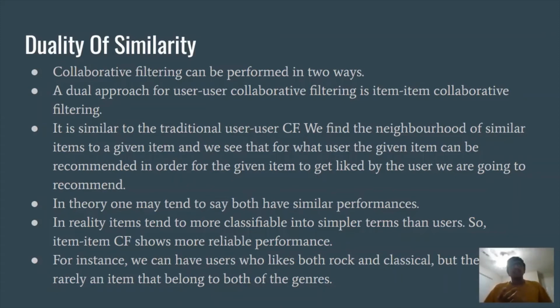For instance, if we take a user who likes two genres of music, say rock and classical music, then we can rarely find an item which belongs to two genres of music. So we can see that items are very easy to classify, but users are somewhat tough to classify.